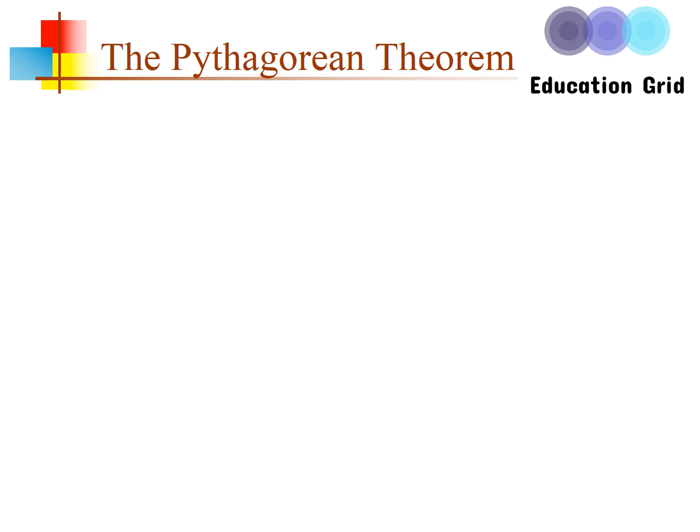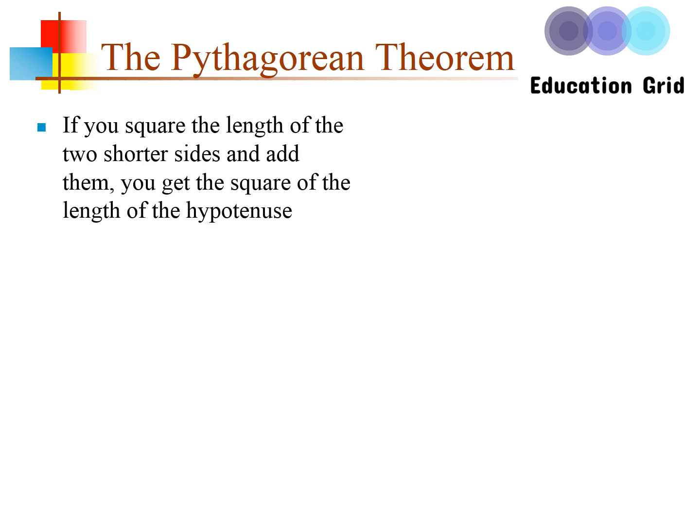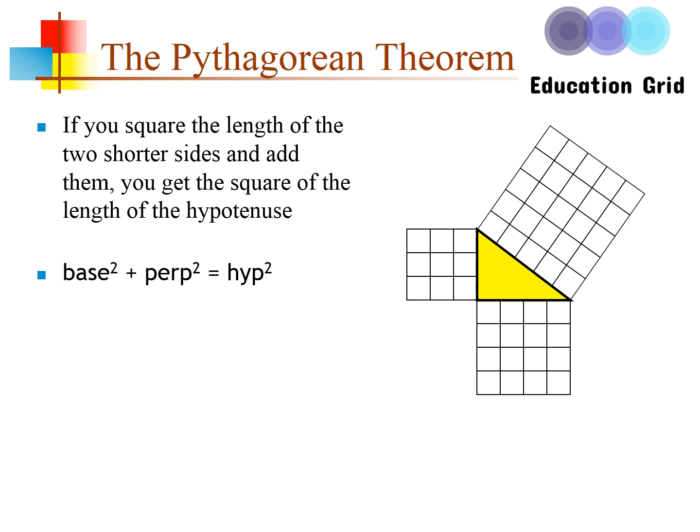The Pythagorean Theorem. We have studied the Pythagorean Theorem somewhere in class 8th and 9th, which is again an implementation of trigonometry only. This theorem states that if you square the lengths of the two shorter sides and add them, you get the square of the length of the hypotenuse. In mathematical terms, this translates to base square plus perpendicular square is equal to hypotenuse square, as you can very clearly see in the figure, and can also be counted through the squares which are marked.